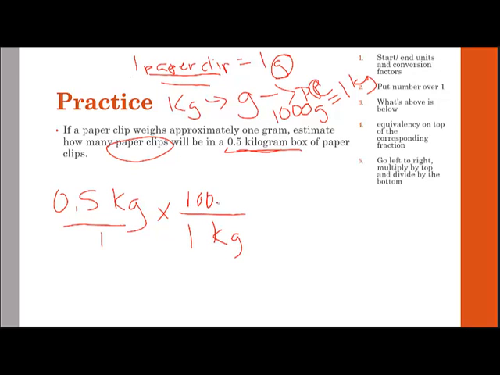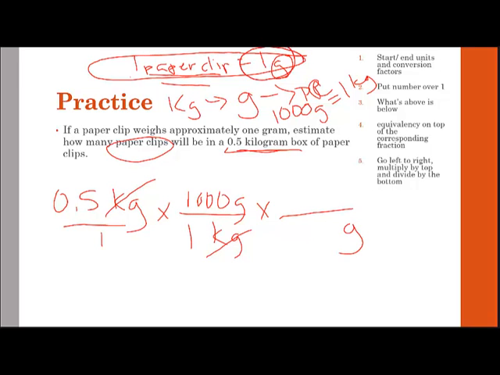Now from here, I have this conversion factor I already wrote down. Kilograms cancel. We have grams on top, which means I want grams on the bottom. We have 1 gram, and we have 1 paper clip on the top, because for every paper clip is 1 gram. So 0.5 times 1,000 times 1. That comes out to be 500 paper clips. We have 2 more to do.